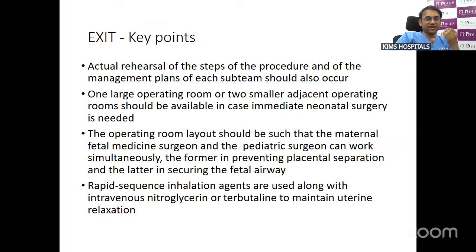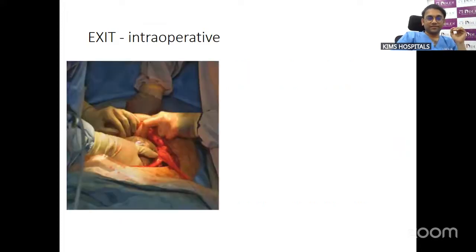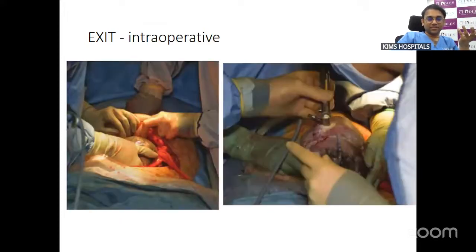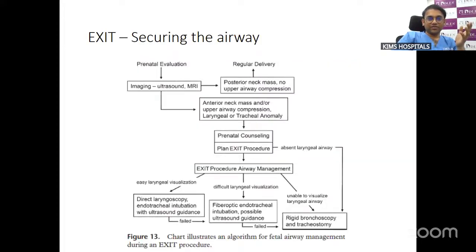Rapid sequence inhalational agents are used along with intravenous nitroglycerin or terbutaline to maintain uterine relaxation, so that the baby's body is still attached to the placenta in utero. This is an EXIT procedure that has been done for a baby with a neck mass. You can see that once the head is delivered, they have intubated the baby. In the prenatal evaluation, if you find by imaging, ultrasound and MRI, a posterior neck mass without any upper airway compression, you can do a regular delivery.